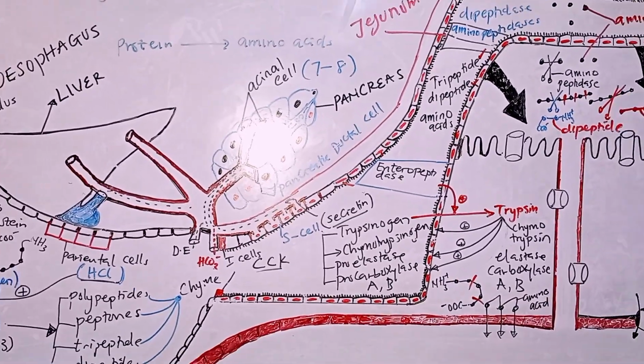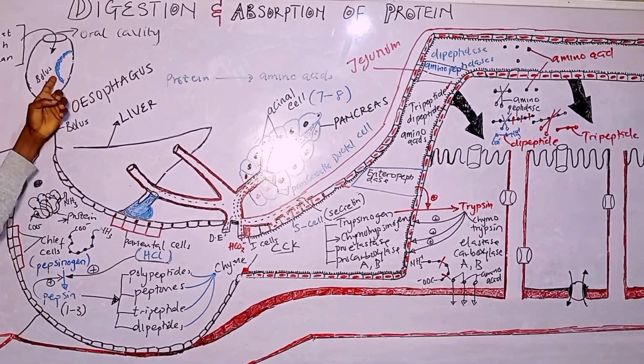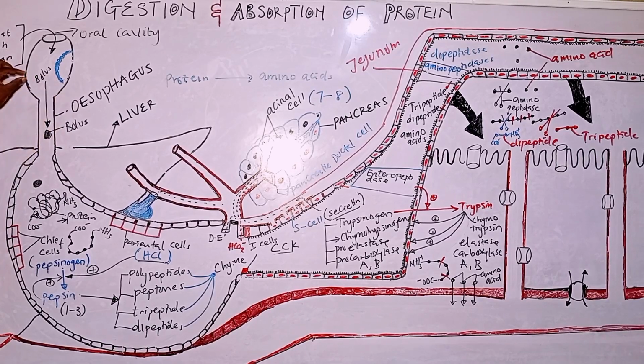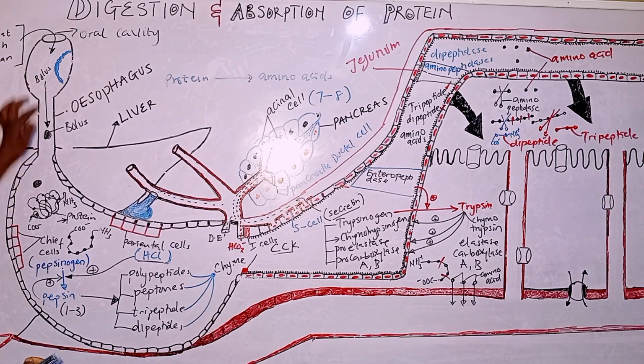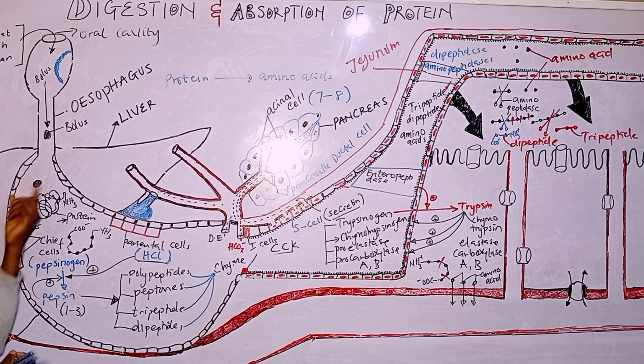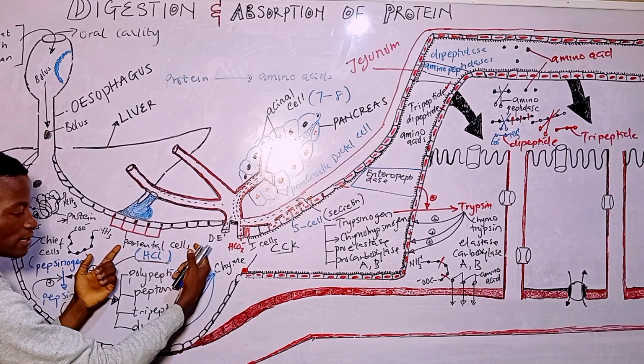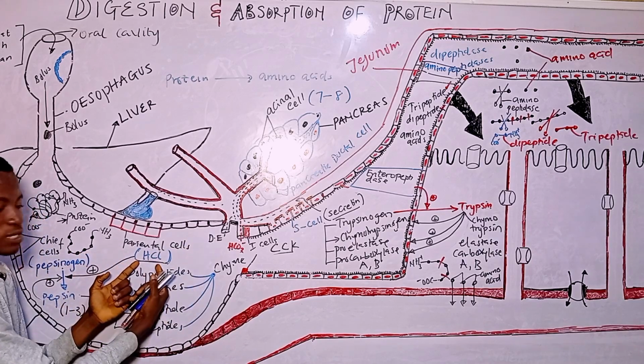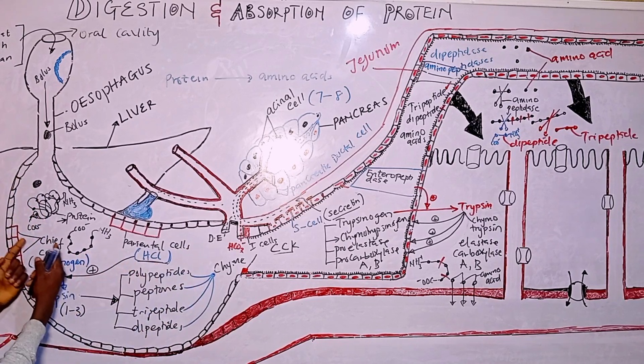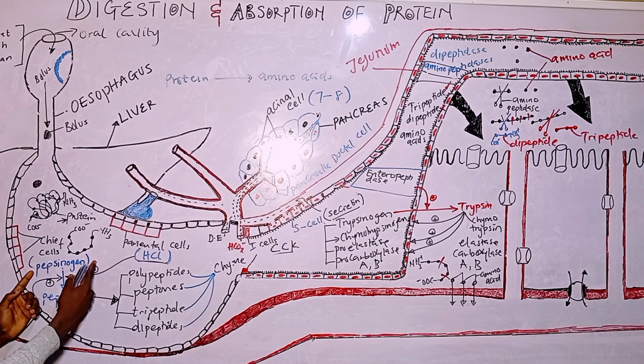So once it's chewed, the food is going to mix with saliva from the salivary gland and form a bolus. Digestion of protein doesn't take place in the oral cavity, it doesn't take place in the mouth. So the bolus will move down, pass through the esophagus, and reach the stomach, right? Once it reaches the stomach, the stomach has two special cells, the chief cells and the parietal cells. The parietal cell will secrete hydrochloric acid, and at the same time the chief cell is going to secrete pepsinogen, right?